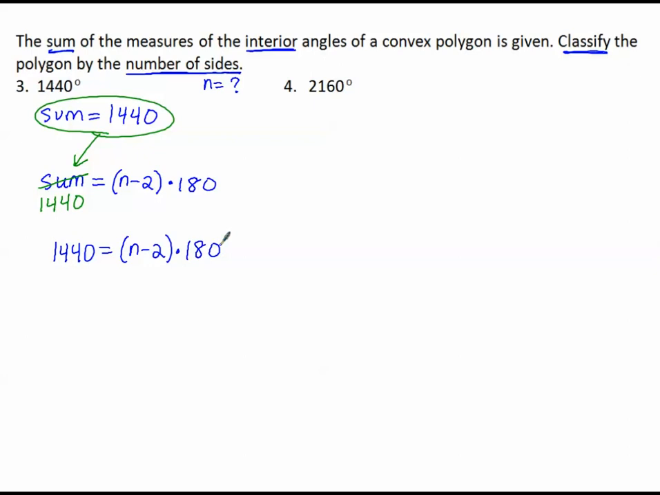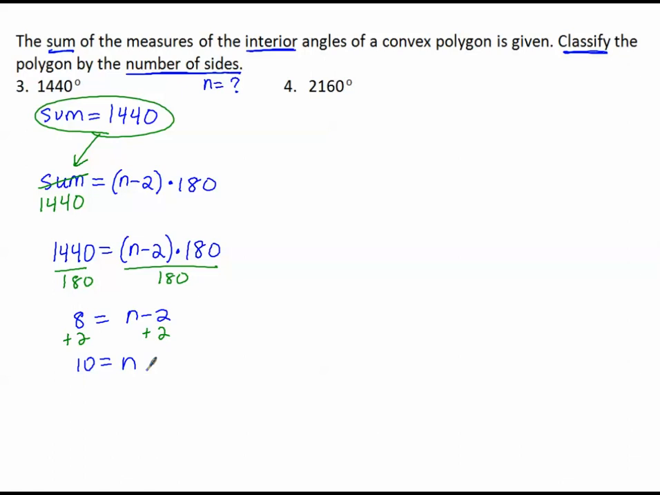We have to solve for n. Think about how we can undo this. This is multiplied to 180, so we're going to divide by 180. So we get 8 equals n minus 2. How do we make the minus 2 go away? Plus 2. So ultimately we have 10 equals n. The number of sides is 10.